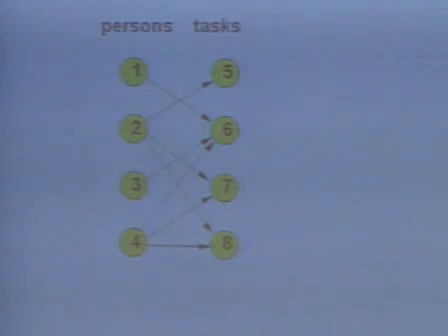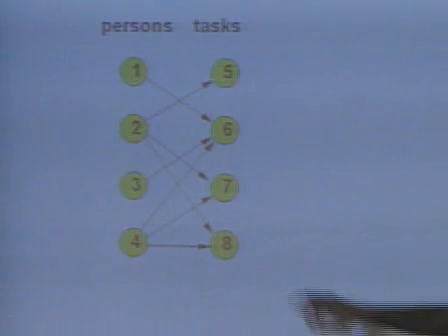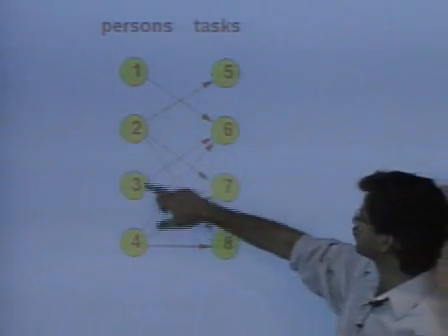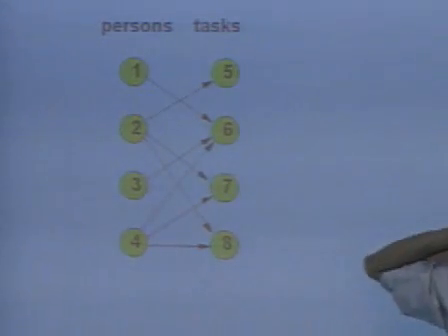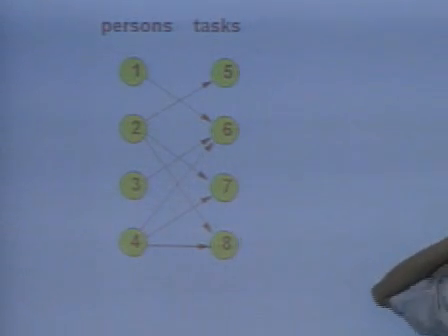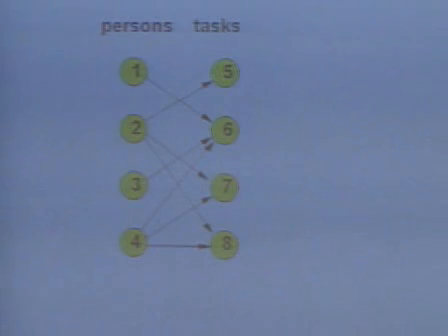Now here again, for the same reason that was pointed out, there is no matching. There is no way to assign every person a job and every job to a person, because if you look at agents 3 and 1, both of them can only do job 6. And of course only one of them can be assigned job 6, so one of them must be unassigned. And because there are the same number of people and jobs, one of the jobs must be unassigned as well.